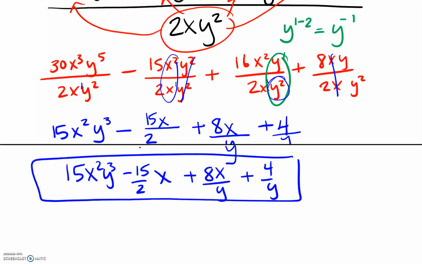And that's it. That's dividing polynomials. It's mostly just a lot of simplifying and a lot of chances to make mistakes, which is why it's not a bad idea to take all of these steps to show your work and make sure you don't make them yourselves. All right, that's it.